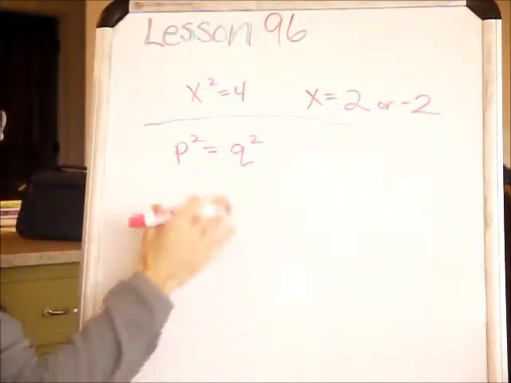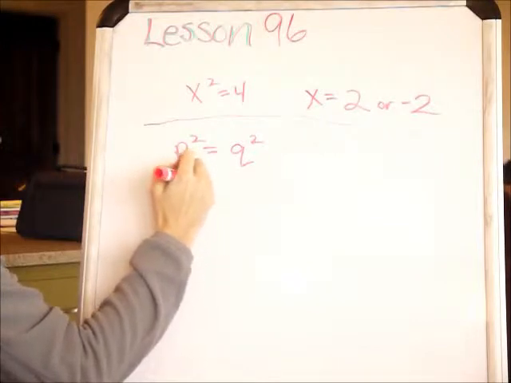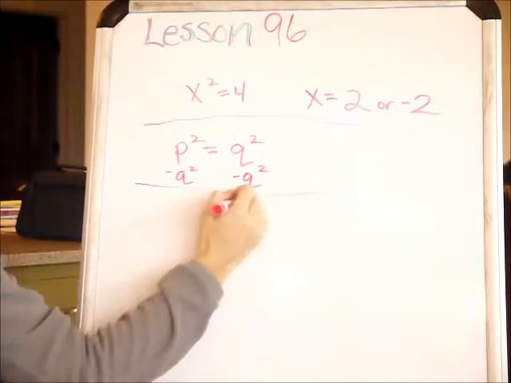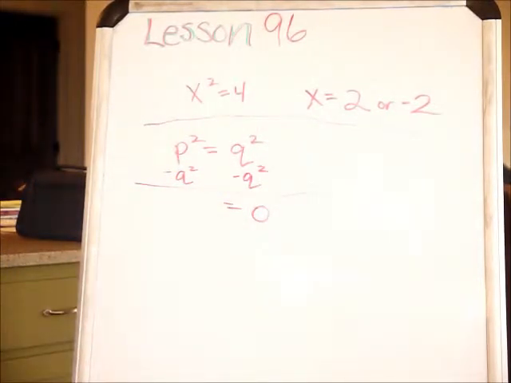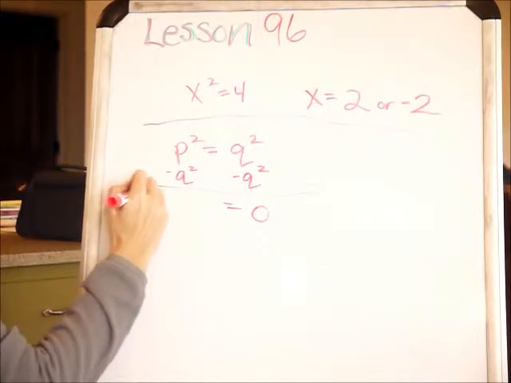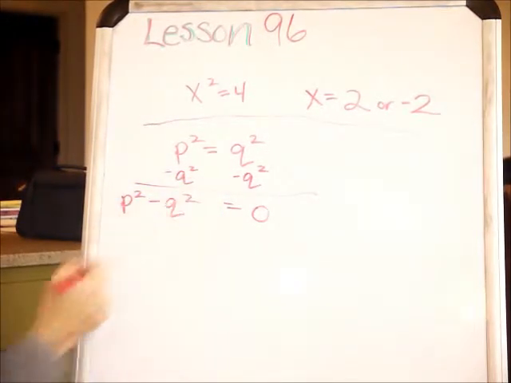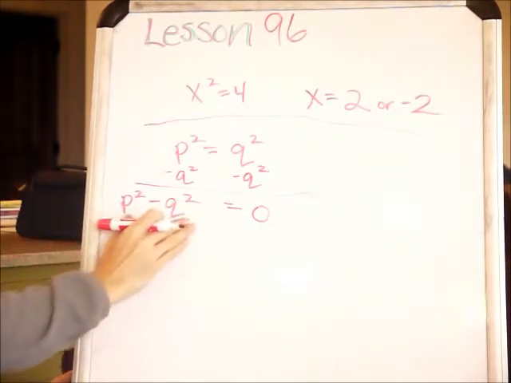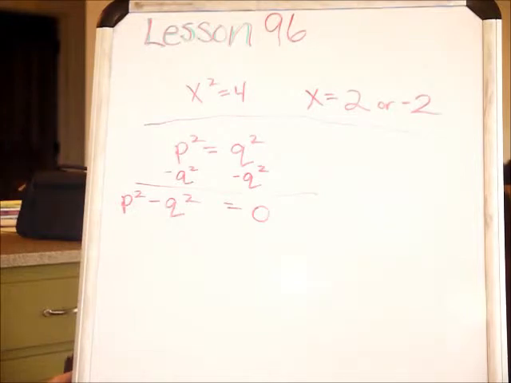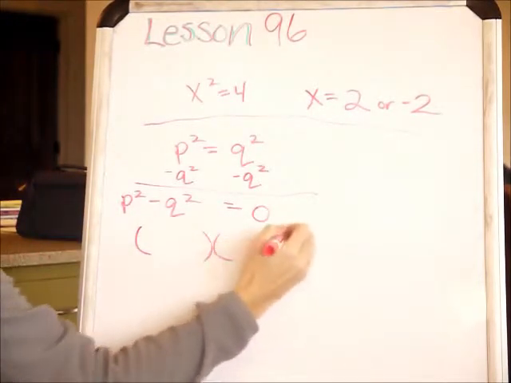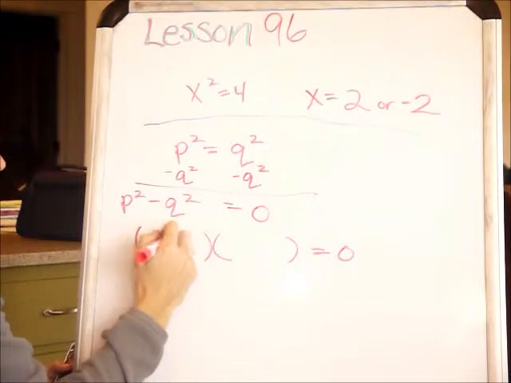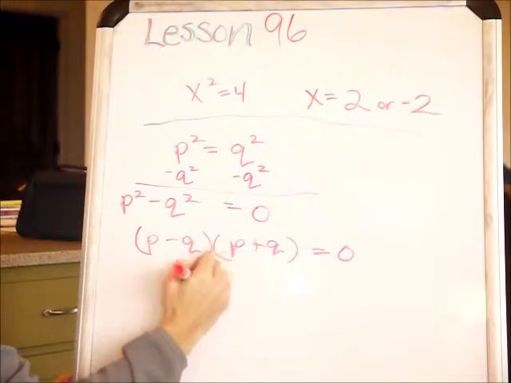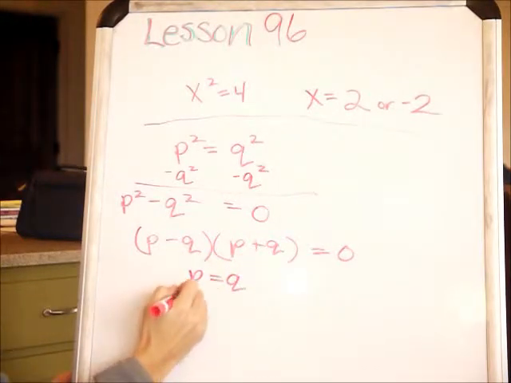Now, let's play with this algebraically. What if we get them both to the other side? Do you see why I did that? Because I want that to equal 0. Then you can factor it. So then this says this. Do you agree with that so far? Do you remember we can factor something like this? p minus q, p plus q. Is that true? Yes. And then p equals q, and p equals negative q.